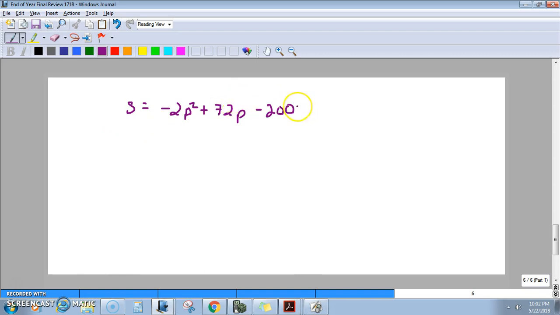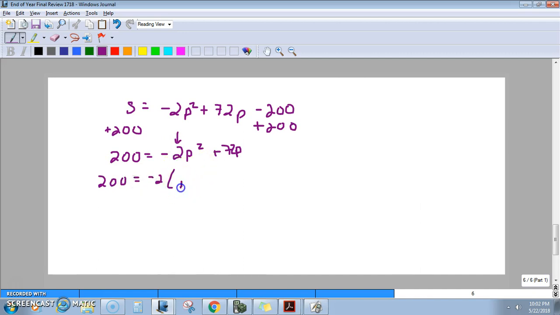So first thing I'm going to do is add that 200 to the other side, to get rid of it from this side. So I have 200 equals negative 2p squared plus 72p. Now I can't complete the square if my a is not a positive 1, so I'm just going to factor that out. So 200 equals negative 2 parenthesis. Technically you could factor out a p, but not if you want to complete the square, because it needs to be a quadratic.